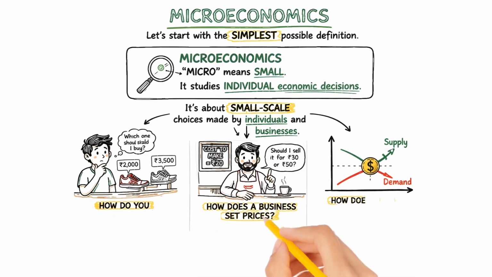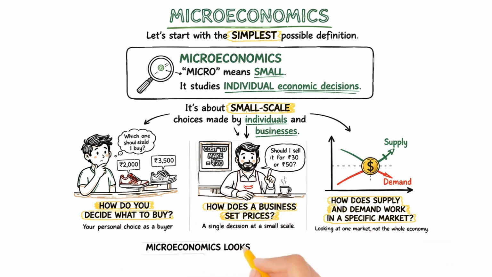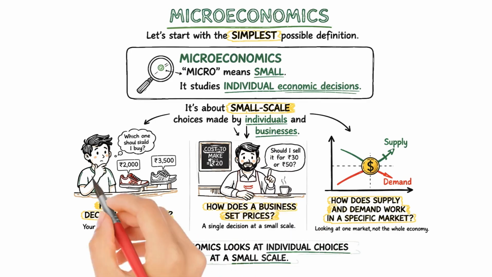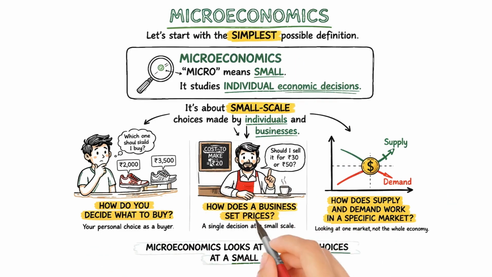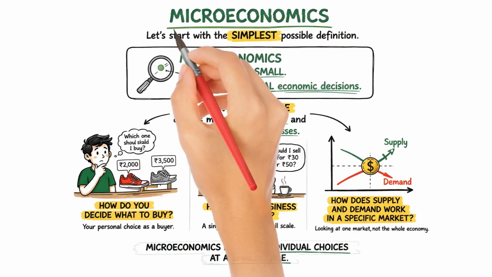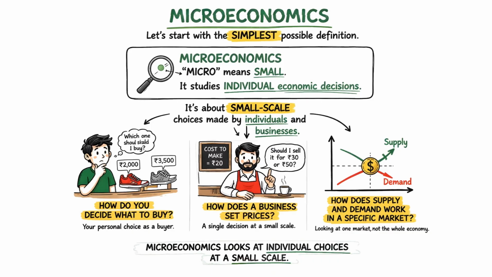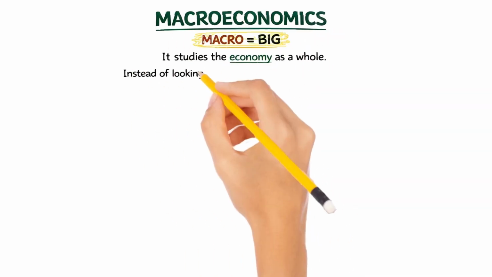Let's start with the simplest possible definition: microeconomics. Micro means small. It studies individual economic decisions. How do you decide what to buy? How does a business set prices? How does supply and demand work in a specific market? Microeconomics looks at individual choices at a small scale.